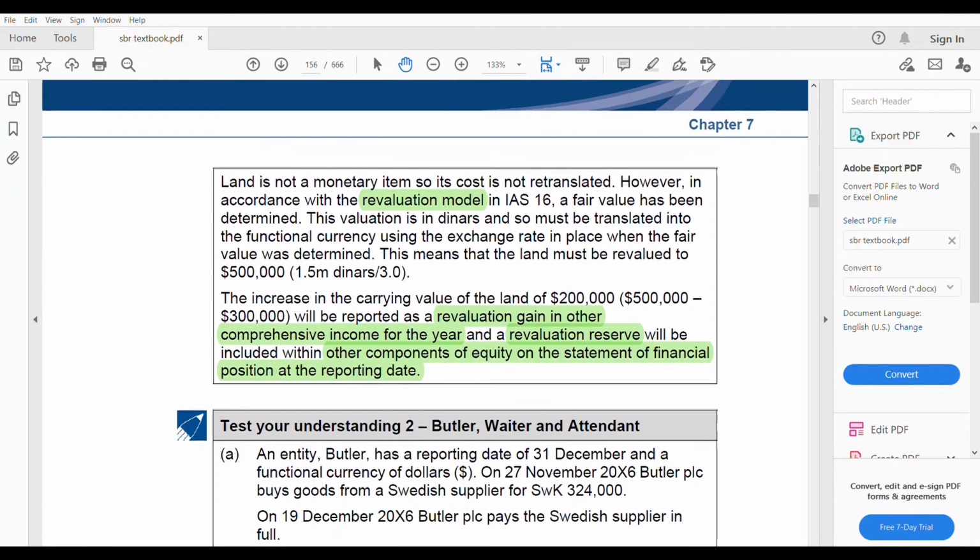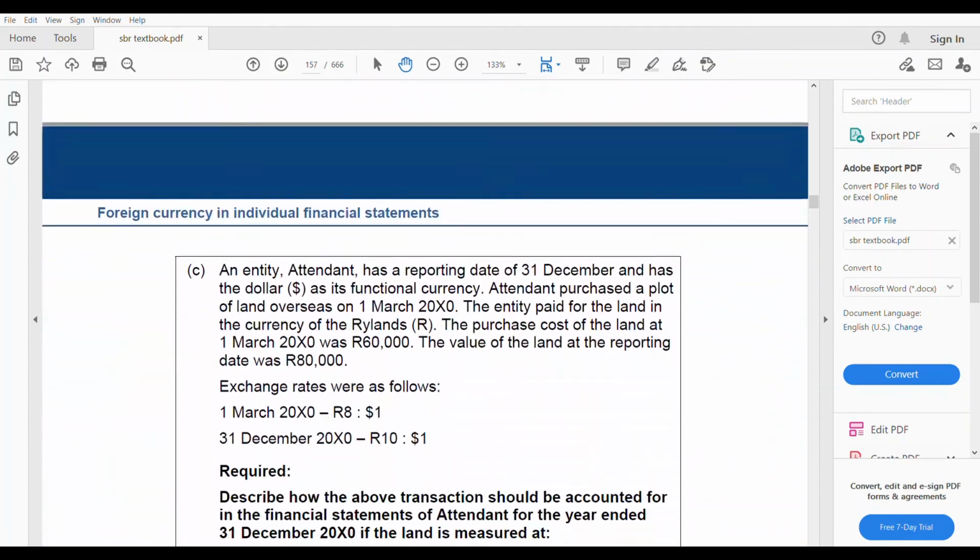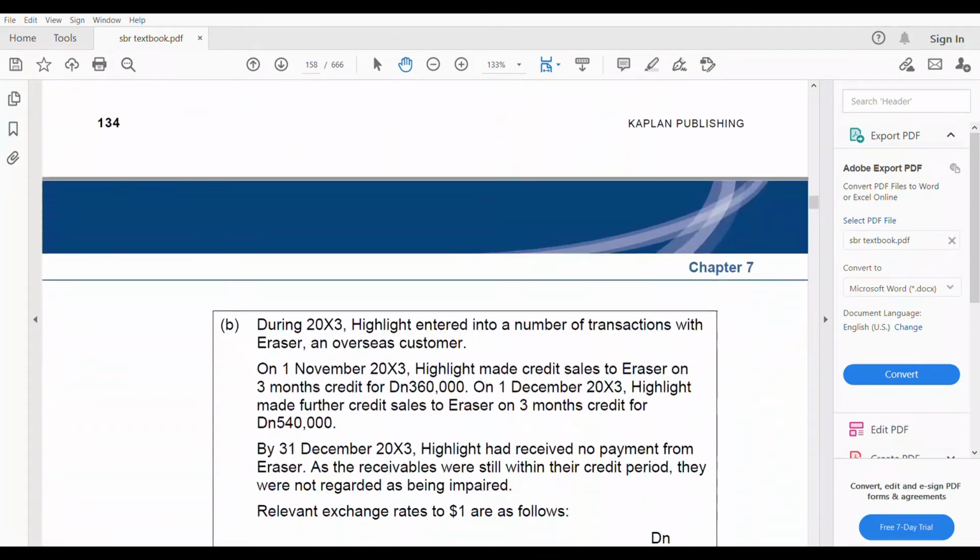Okay? Then we have test understanding 2. Definitely we'll solve this at the end. Test understanding 3 we have.